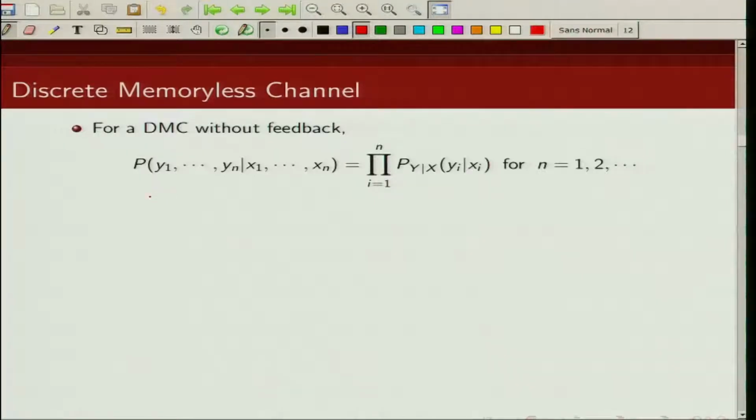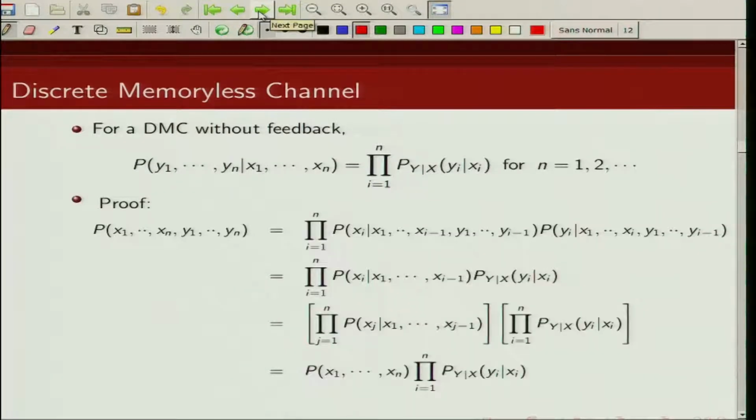So for a discrete memoryless channel without feedback, we can write probability of y1, y2, up to yn given x1, x2, up to xn as this product of these probabilities of yi given xi. So this we can prove in this particular fashion. We write the joint probability of x1, x2, up to xn, y1, y2, up to yn. So this can be written in this particular fashion.